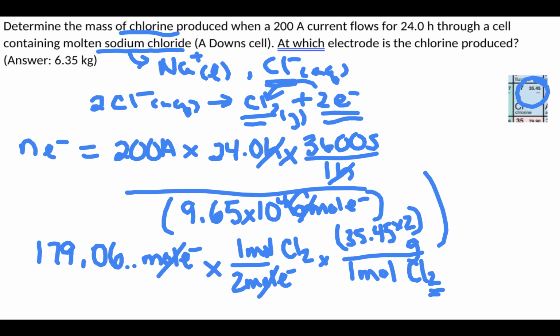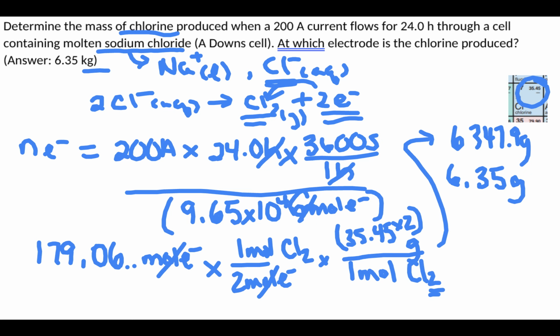So I'm getting a pretty large number here, which is 6,347.9, and this would be grams. Going from grams to kilograms, I just want to divide by 1,000 and then round to keep 3 significant digits. So I get 3.65 kilograms as my answer.